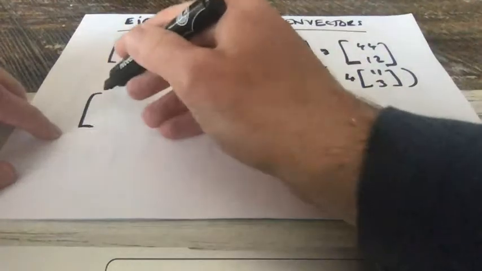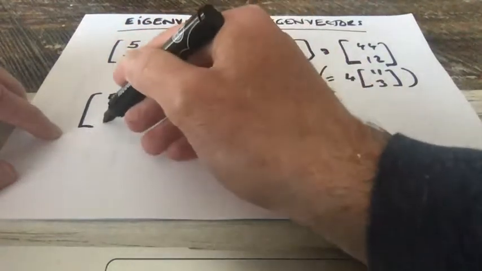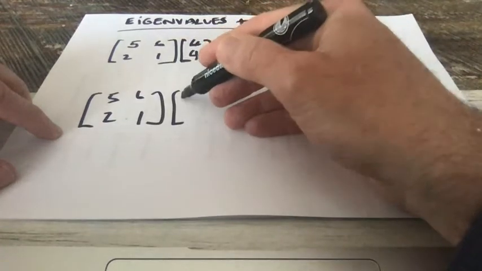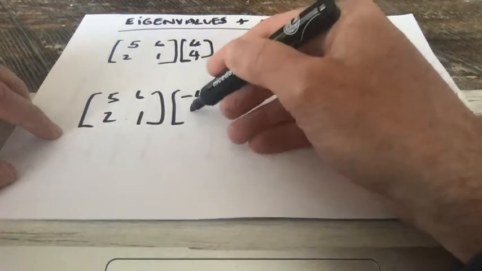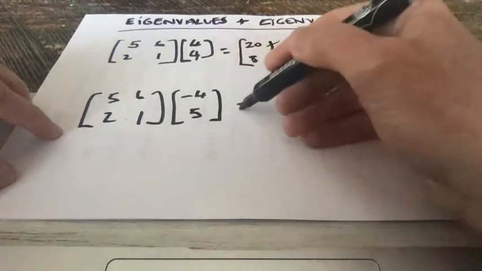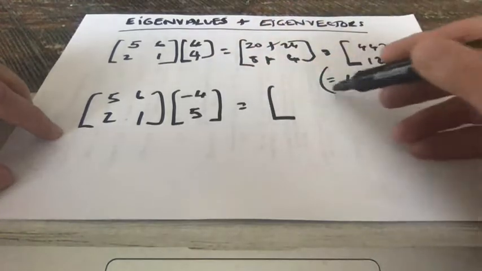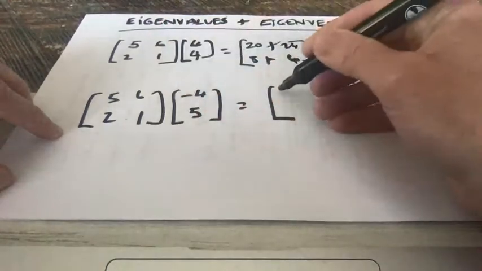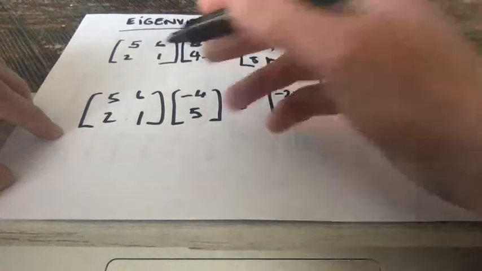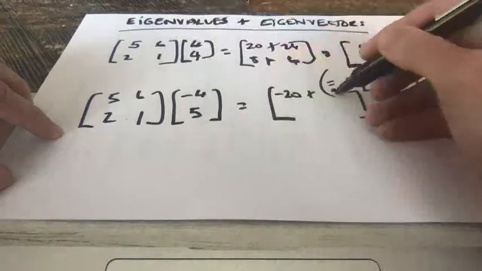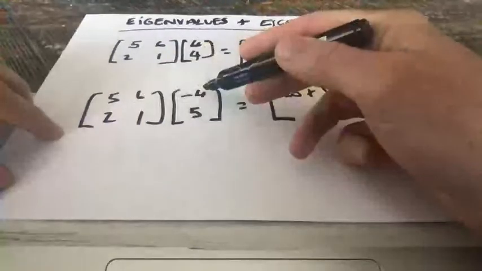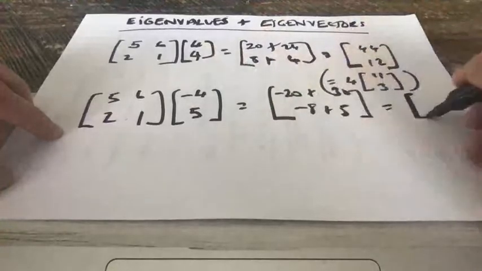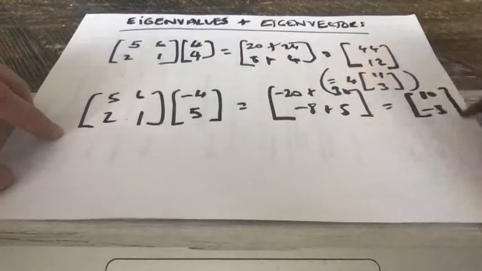And you can do something similar here. I'm going to do 5, 6, 2, 1 again, and let's have a minus number, minus 4 and 5. Doesn't matter. When you do that, you're going to get a column vector again. On the top, you're going to get 5 by minus 4, which is minus 20, plus 6 by 5, which is 30. And on the bottom, you're going to get 2 by minus 4, which is minus 8, plus 5. So on top you get 10, and on the bottom you get minus 3.